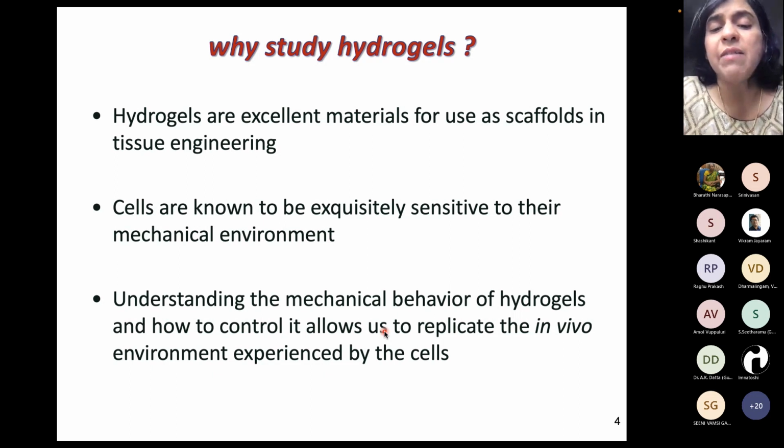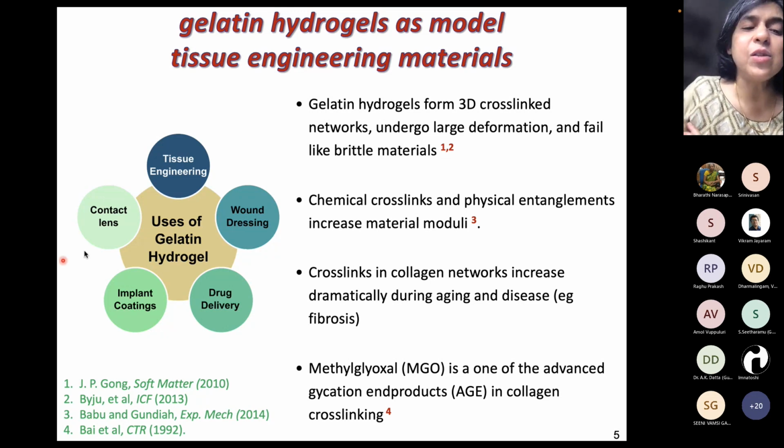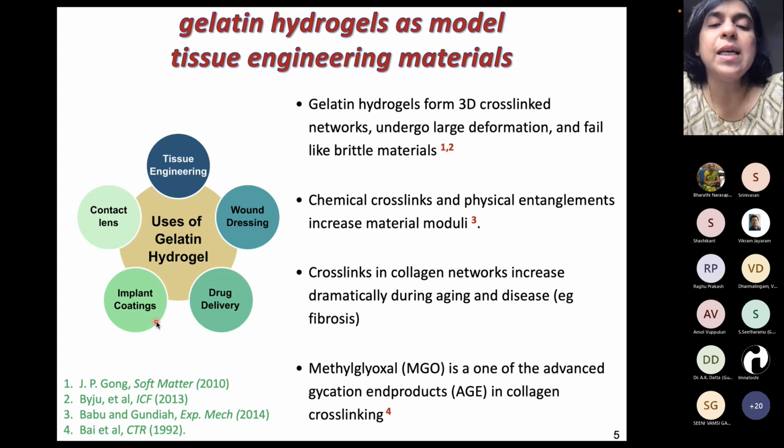The main problem with working with hydrogels is that while they can undergo very large deformations, they fail almost like brittle materials, which makes it very exciting. Gelatin is a denatured form of collagen, and gelatin forms three-dimensional cross-linked networks. They undergo very large deformations, and again, like I said, they fail like all soft brittle materials, like jelly. Gelatin is widely used for wound healing, tissue engineering, even for contact lenses. Drug delivery is a very big place where it is being used, and also to coat some of the implants.